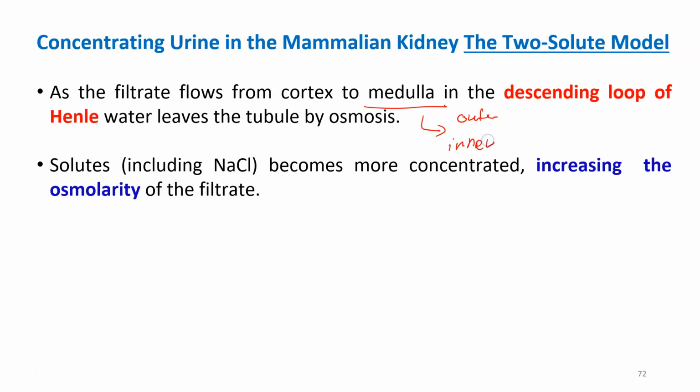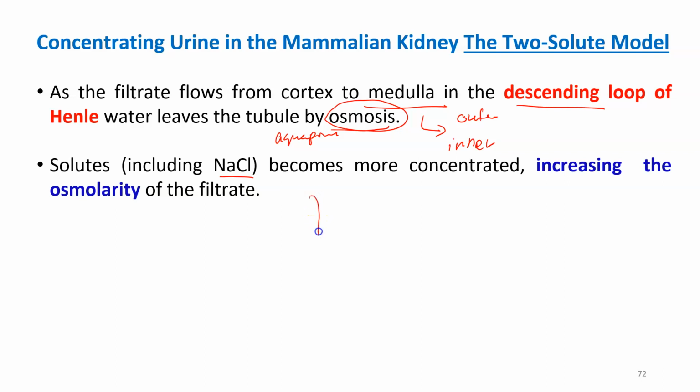Okay, inner medulla yang paling dalam lah. Okay, so in the medulla, in the descending loop of Henle, water leaves the tubule by osmosis. Okay, osmosis. So you also have presence of aquaporins in the wall of the descending loop of Henle. So solutes including sodium chloride become more concentrated, increasing the osmolarity of the filtrate.